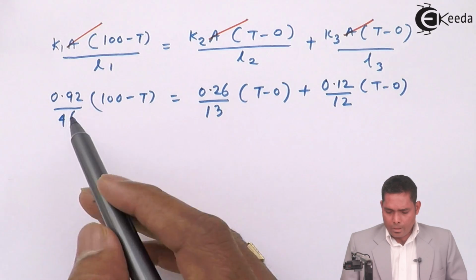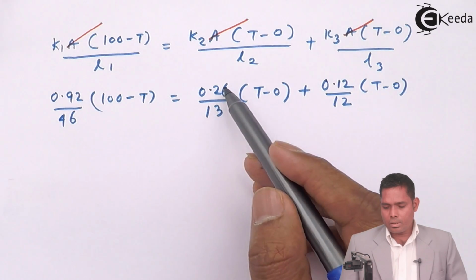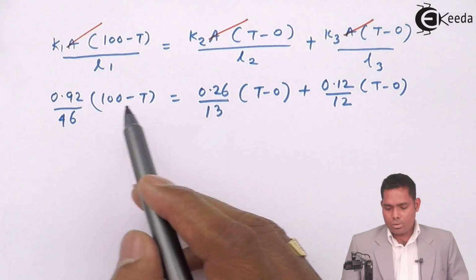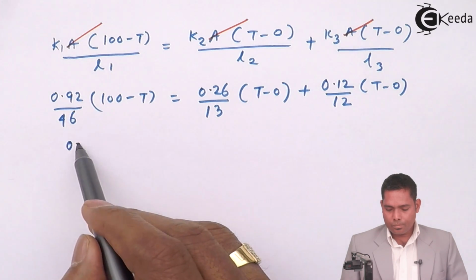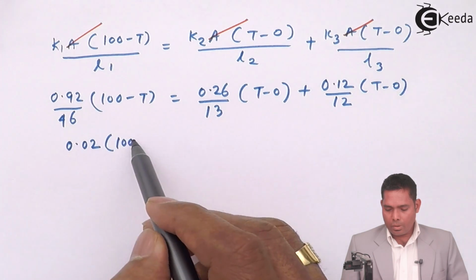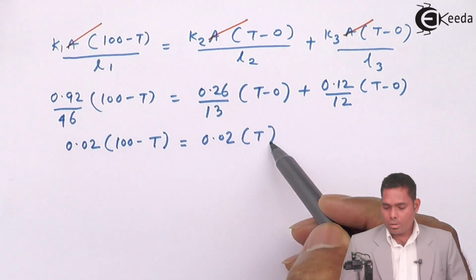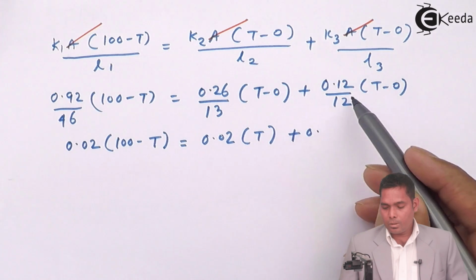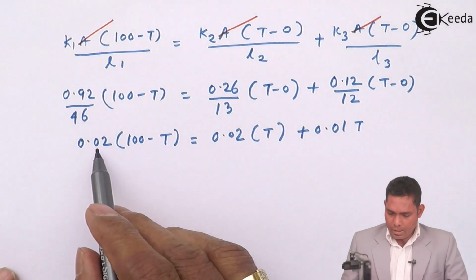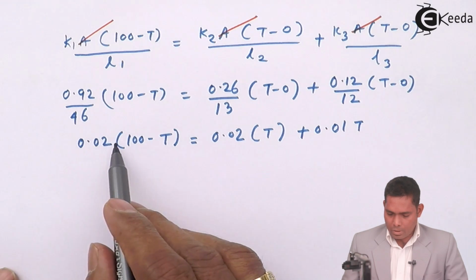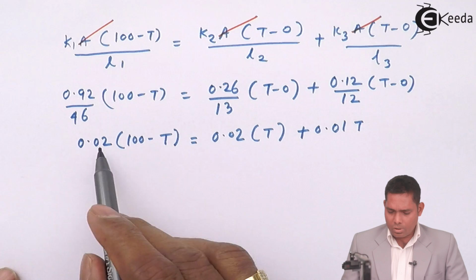So 46 twos are 92, 1892. This is 13 twos are 26, 12 will cancel. So this is 0.02, okay? This is 0.02 into 100 minus T, that equals to, this is 2 and 0.02 again T plus this is 1 by 100 is 0.01 into T. So from here, 2 by 100 here, 1 by 100 here, that 100 I will cancel out. So it is just like 2.